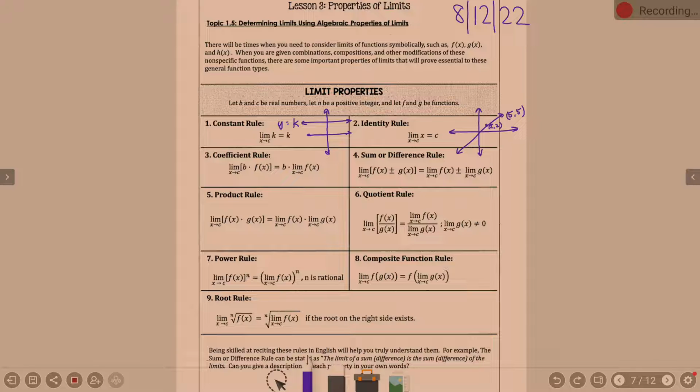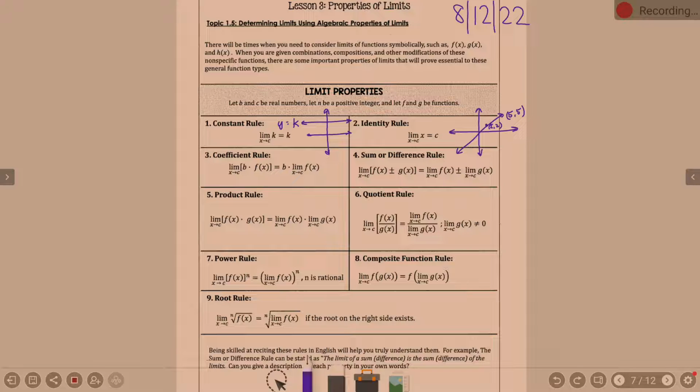Product rule, you can use the same wording. Okay, the limit of a product is equal to the product of the limits. Quotient rule, guess what? Same thing, of course, as long as the denominator is not equal to 0. Power rule. The power rule says that, okay, if you have a power on the whole function, you can also put it on the whole limit. Meaning, we can do the limit and then take it to that power.